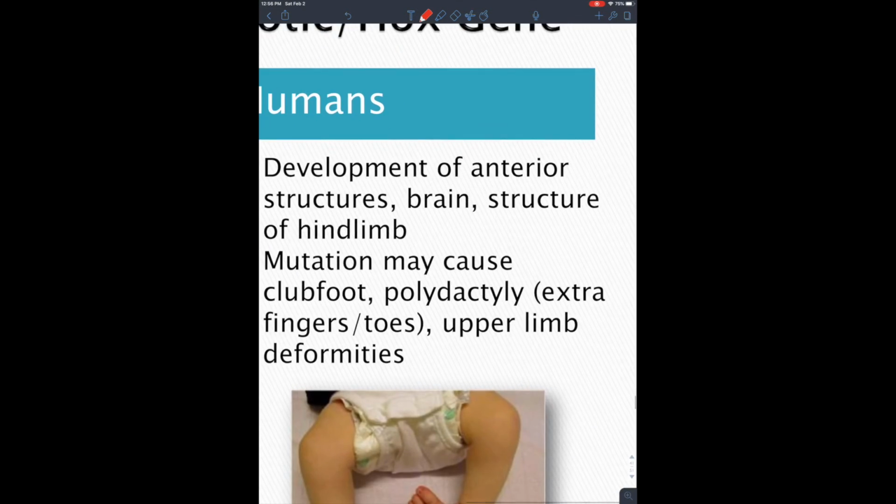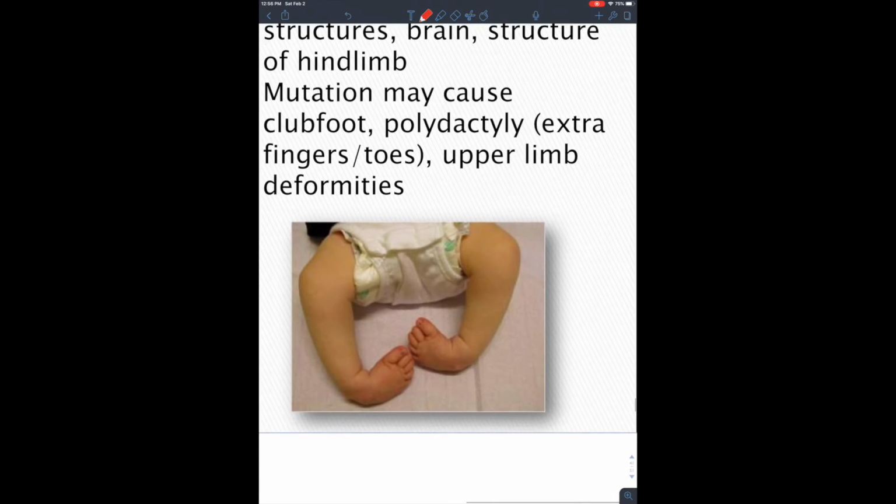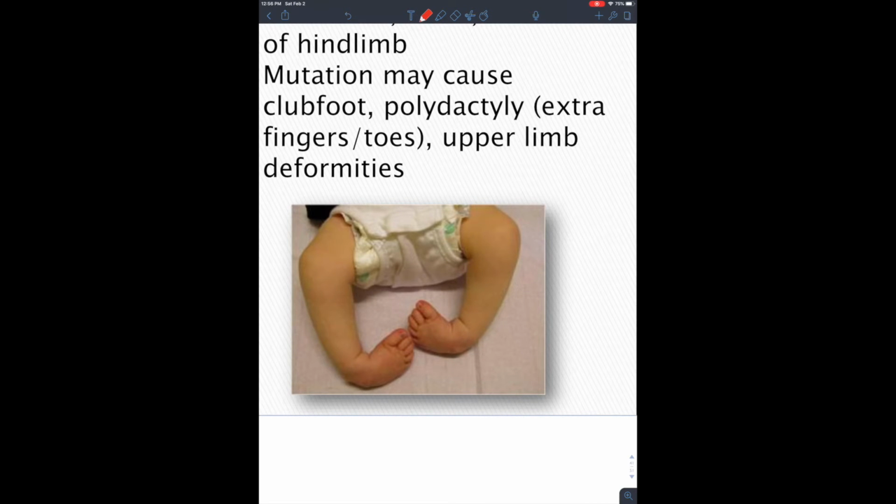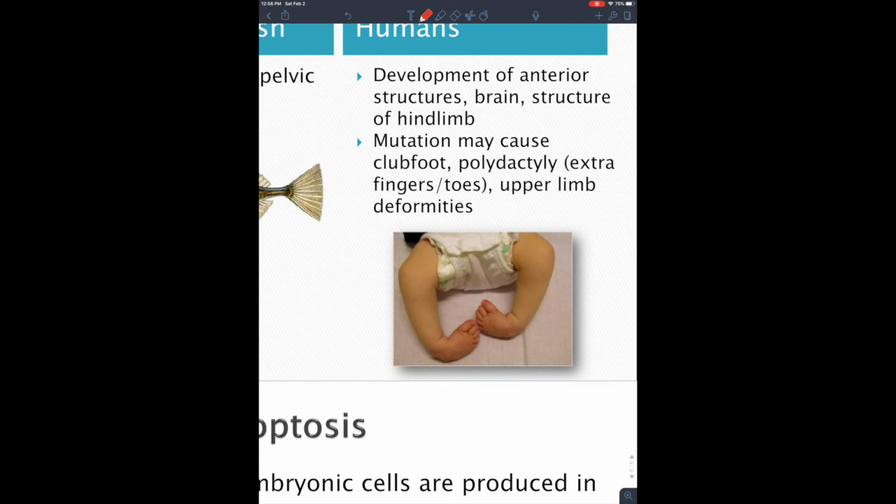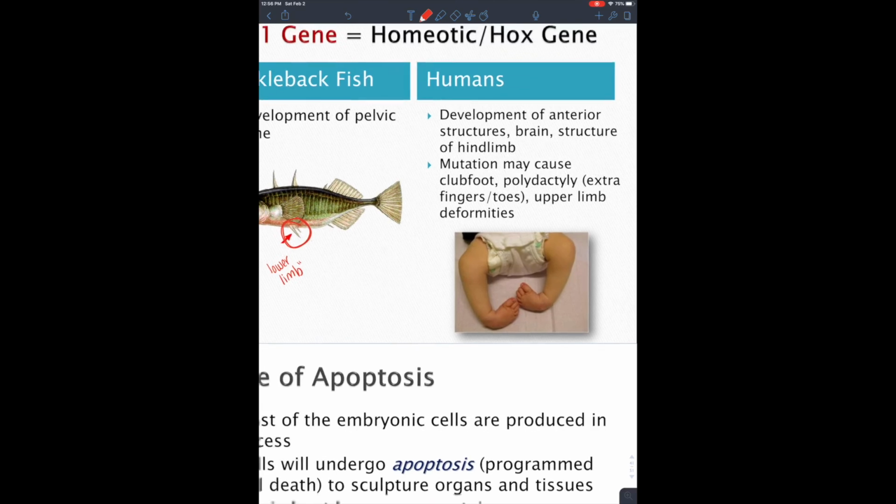In humans, it is related to development of anterior structure, the brain, and the structure of the hind limb. Just like we said, when those lower limbs are mutated, they may cause clubfoot, polydactyly (extra fingers and toes), and upper limb deformities. So this particular Hox gene is responsible for a protein that's critical in the development of hind legs.